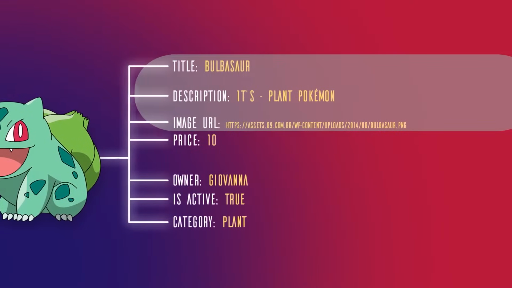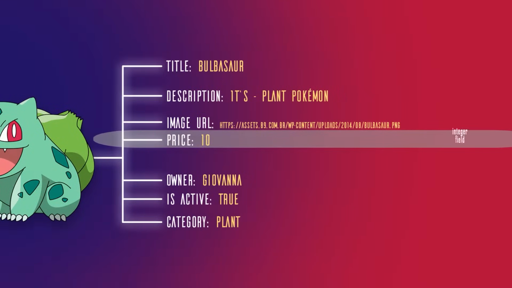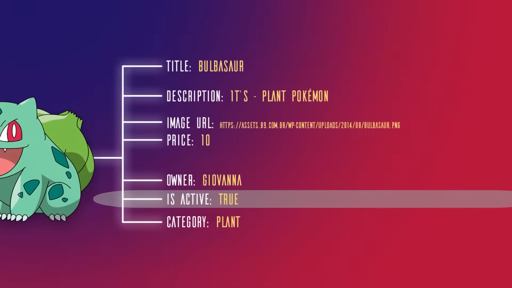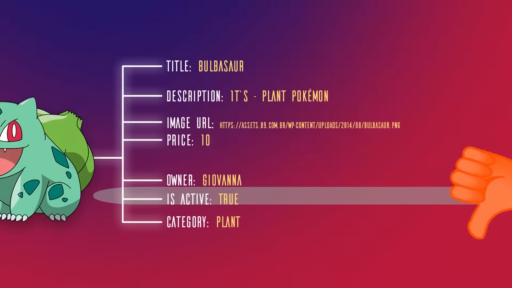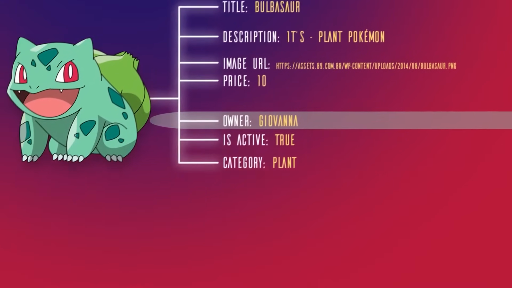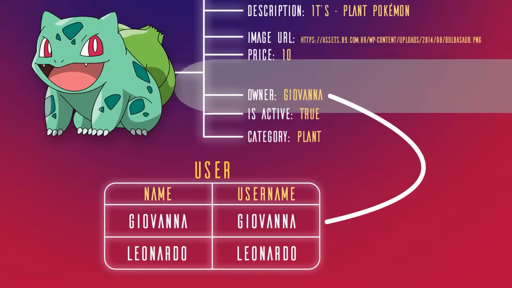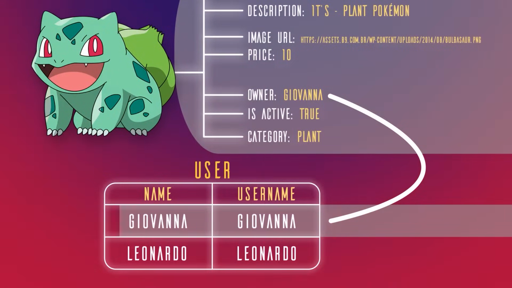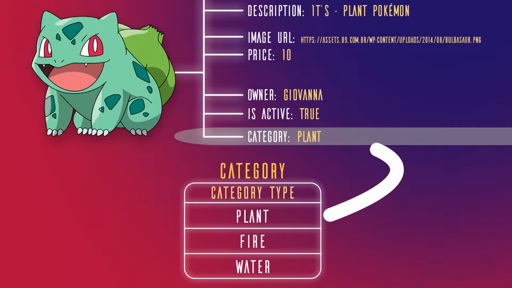The title, description, and image URL will be a char field because we just need characters to make them. The price will be an integer field, which we will accept only numbers. The is active field will be a boolean because we need to keep track of whether the listing is active or not. The owner will be a foreign key field because we need to make a relationship between the user table and the listing table to tell them Bulbasaur is a listing made by Giovanna, for example. And finally, the category field will be a foreign key as well, because we need to get the available categories we have.